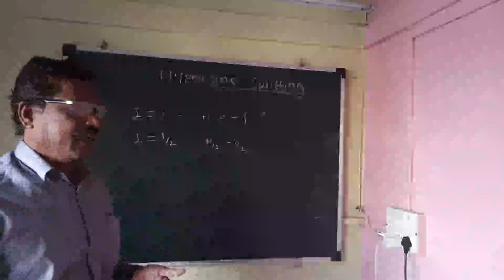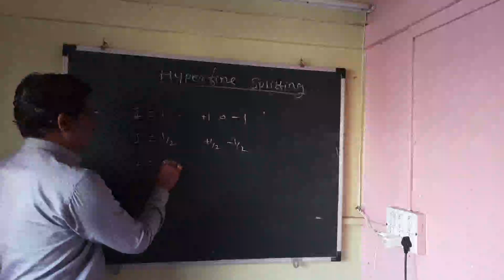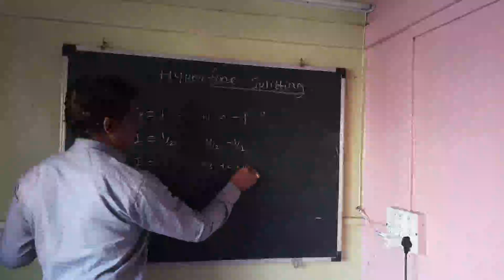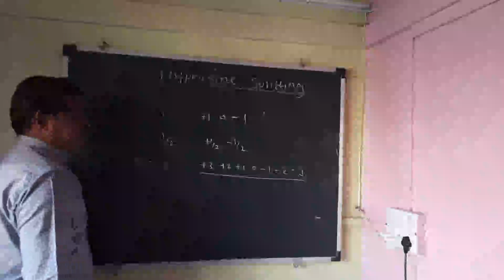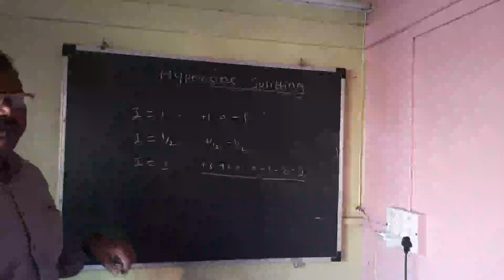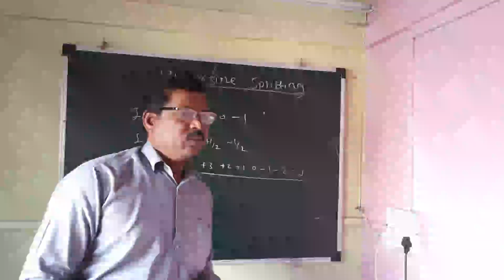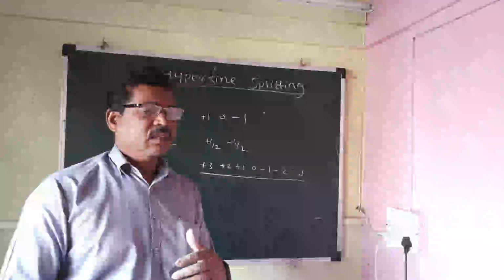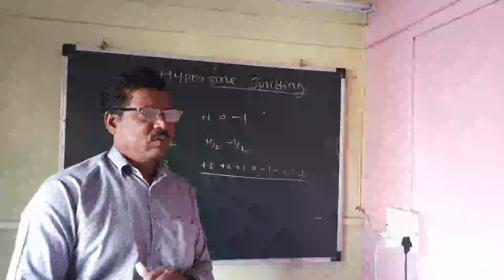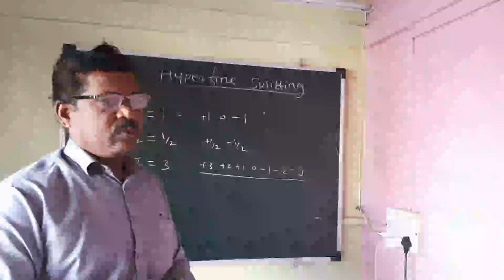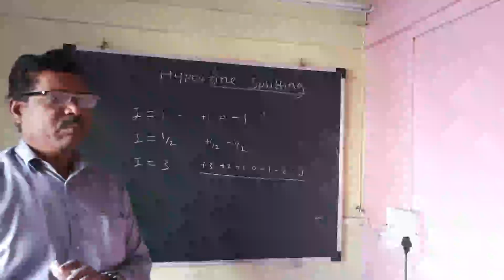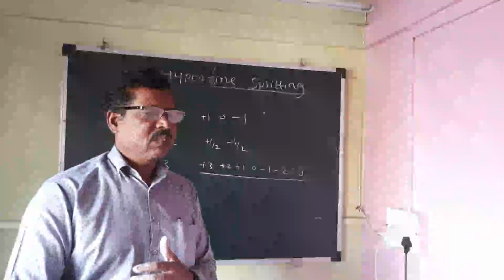If the spin is 3, then I is equal to 3, and the orientations are plus 3, plus 2, plus 1, 0, minus 1, minus 2, minus 3. These are the orientations of the spin. If the nuclear spin is 7/2, the orientations of the nucleus are plus 7/2, plus 5/2, plus 3/2, plus 1/2 and minus 1/2, minus 3/2, minus 5/2, minus 7/2.